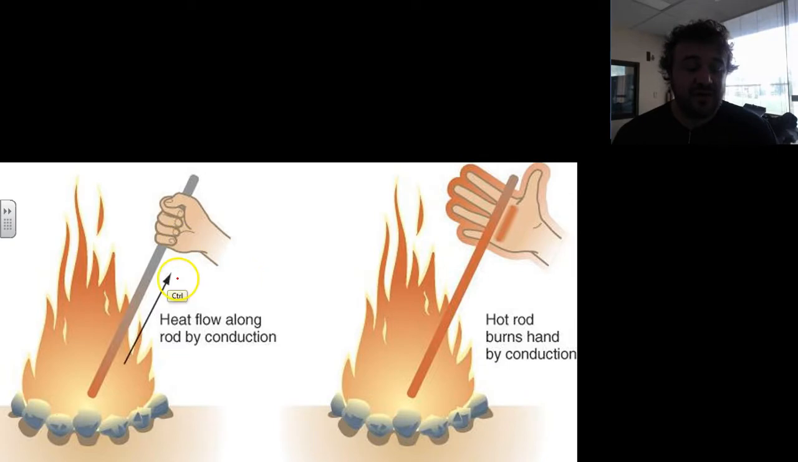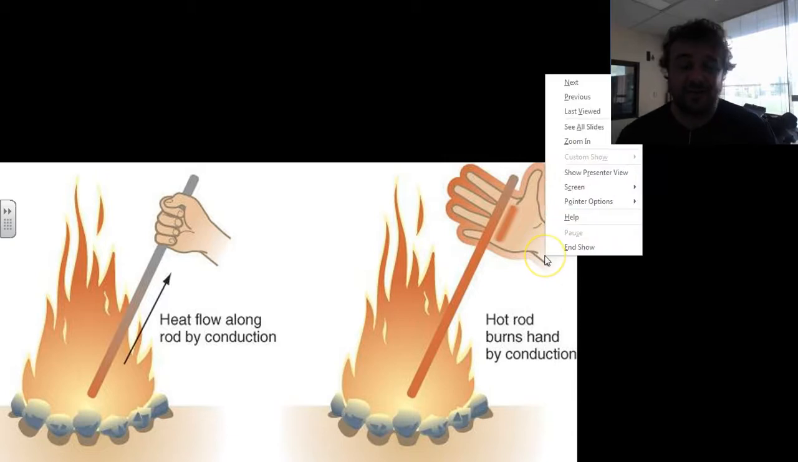We can see this when you hold something in a fire and it doesn't get hot straight away, but eventually the heat flows from one end of the rod to the other. It spreads out, and it will then burn your hand by conduction.